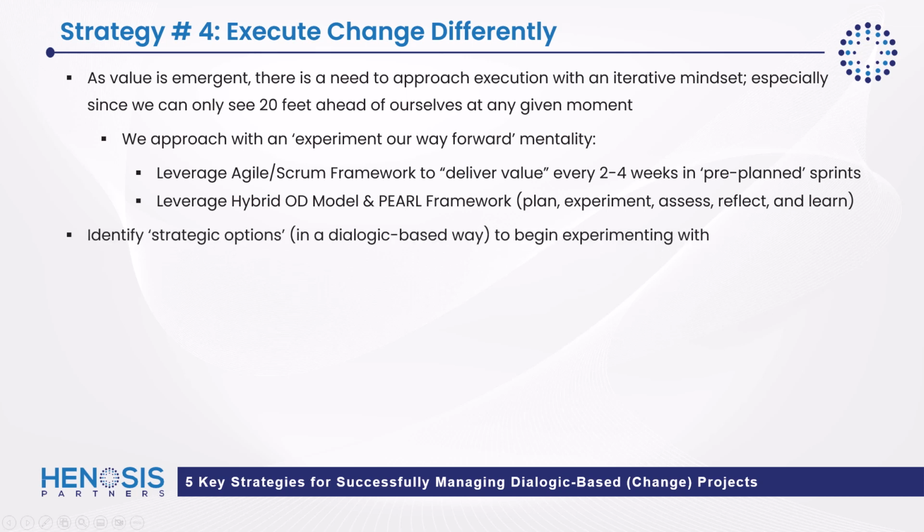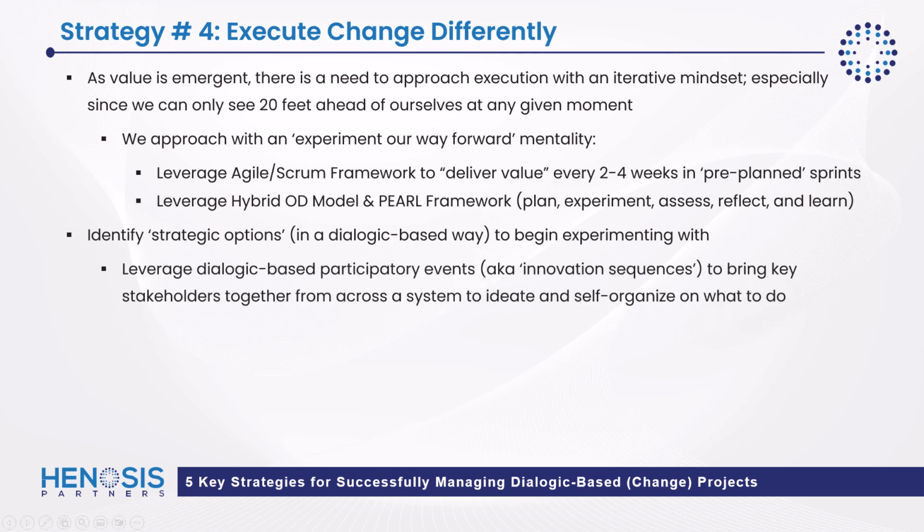Another way that we execute change differently is to identify strategic options in a dialogic-based way to begin experimenting with. And we do this by leveraging dialogic-based participatory events, also known as innovation sequences, to bring key stakeholders together from across the system to ideate and self-organize on what to do.